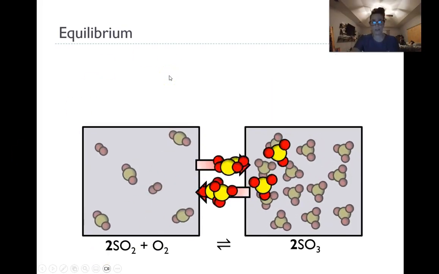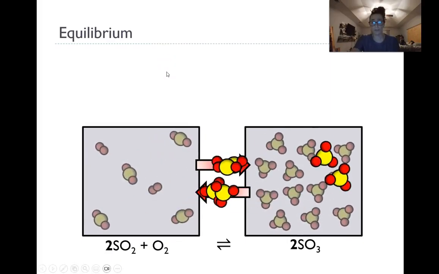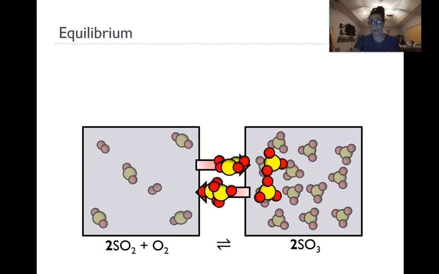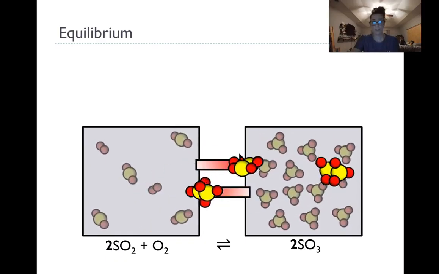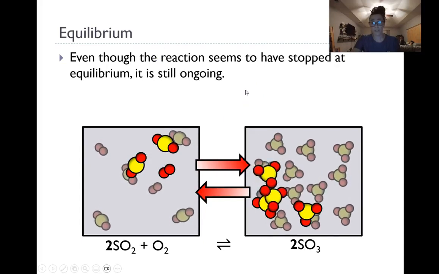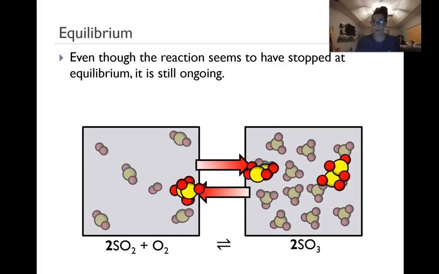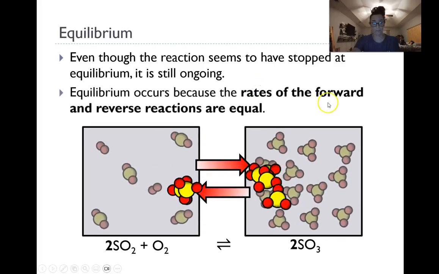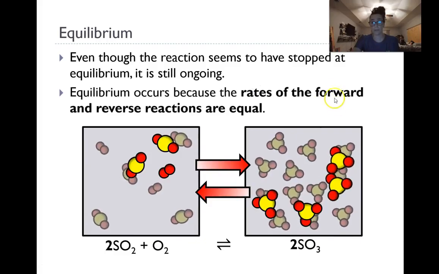In this reaction, we have an example of sulfur dioxide combining with oxygen gas to form sulfur trioxide. Once equilibrium has been established, as soon as the sulfur trioxide has been made, it is turned back into sulfur dioxide and oxygen. Even though it seems that the reaction has stopped, because according to the graph you just see a flat line, the reactions are still happening. They're just happening at equal rates, so it appears that nothing is happening. The rates of the forward and reverse reactions are equal at equilibrium.